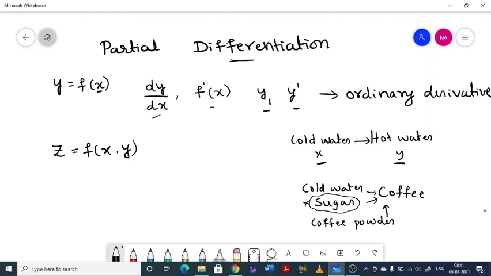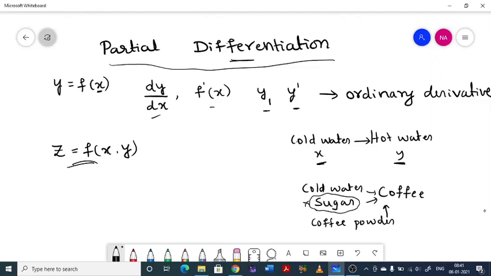Now, this situation you can compare with this partial differentiation. Here there is an output or there is a dependent variable which is going to depend on two independent variables, cold water and coffee powder. So that is what the case I have written here. So z is a dependent variable and it is dependent on both x and y.